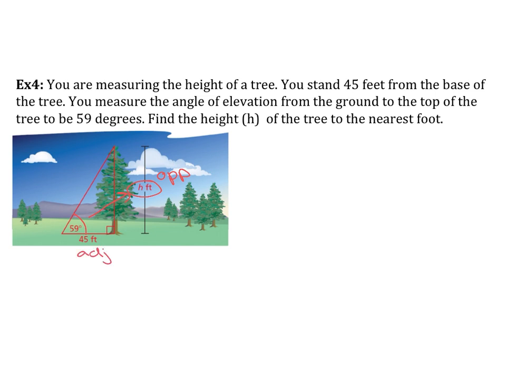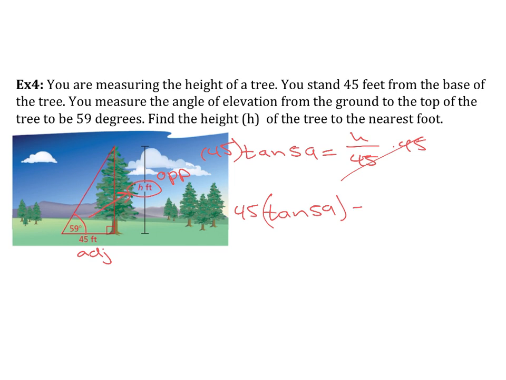So I can set up my tangent ratio as the tangent of 59 is equal to my opposite side, which is h, over my adjacent side of 45. And then I can multiply both sides here by 45 to finish getting h by itself. So we now have 45 times the tangent of 59 is equal to h.